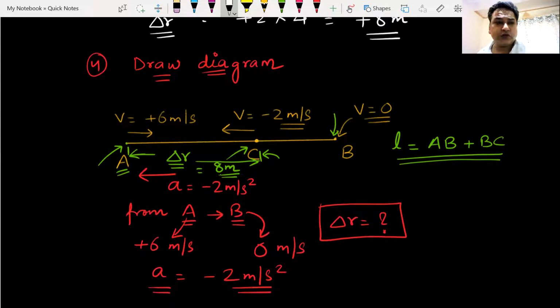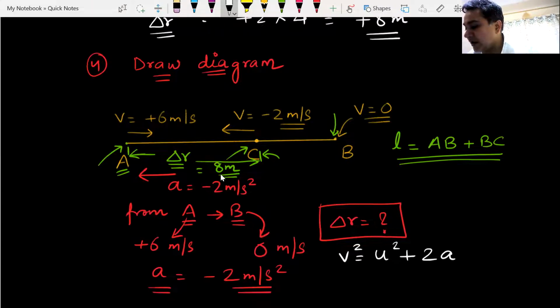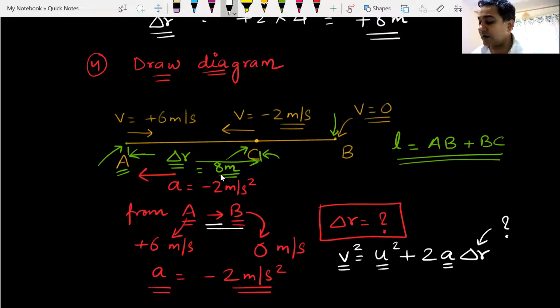Which equation should I use? I can use the direct equation: v squared is equal to u squared plus 2 times a into delta r. v is known, u is known, a is known. You can find out the value of delta r, which is the displacement from A to B. Do we understand this?